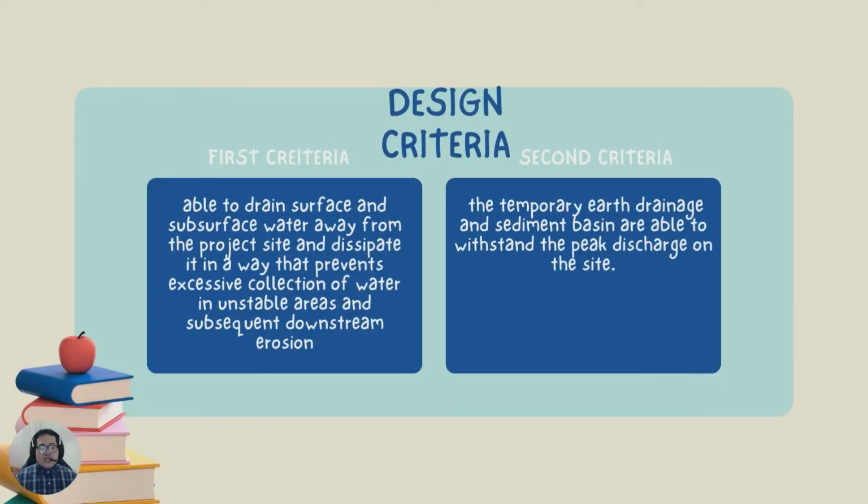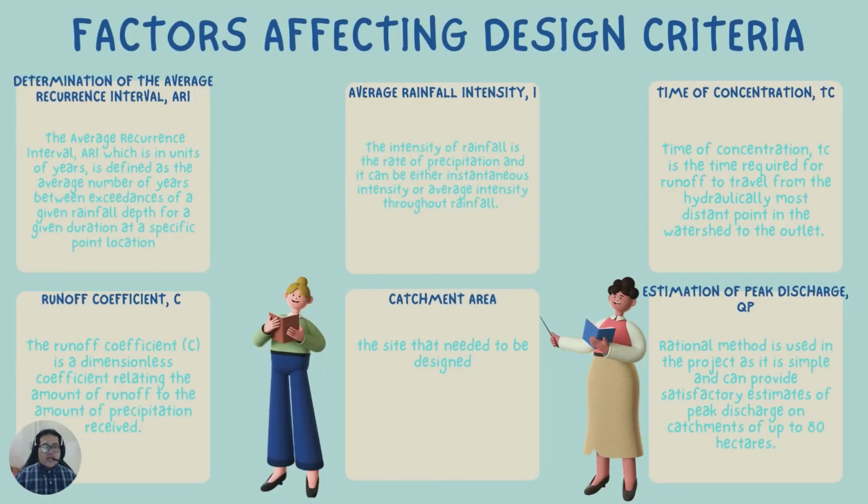So for the design criteria, there are two main points. The first one is to be able to drain surface and subsurface water away from the project site and dissipate it in a way that prevents excessive collection of water in unstable areas and subsequent downstream erosion. The second criterion is that the temporary earth drain and sediment basin are able to withstand the peak discharge on the site. So there are several factors that affect this design criteria.